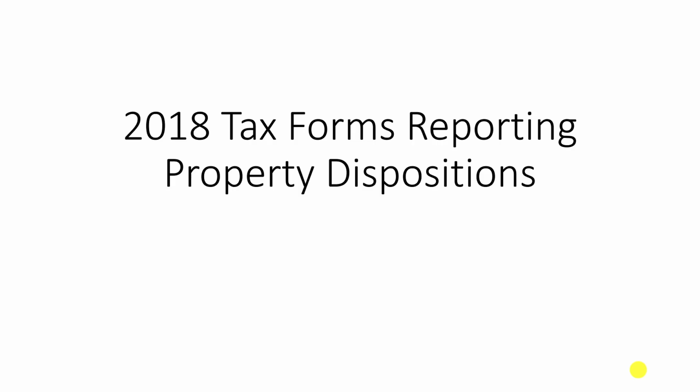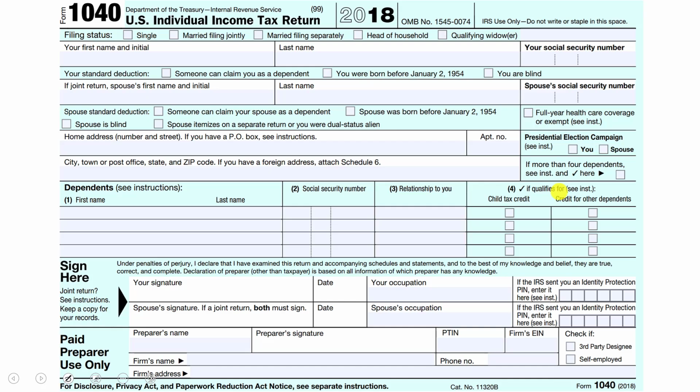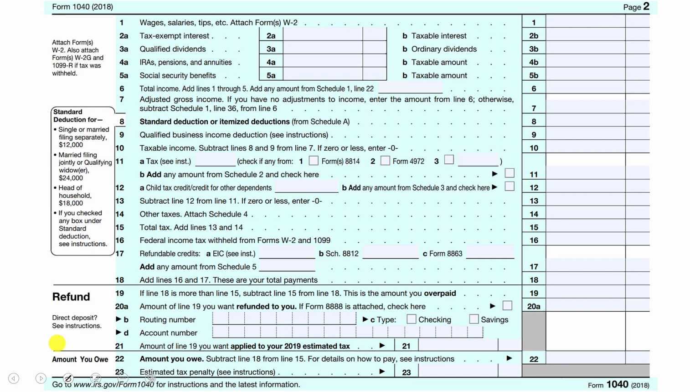In this video, let's take a look at the federal income tax forms that have to be used to report property dispositions that we're learning about here in Chapter 3. We know that for 2018, there's a new format, the so-called postcard format for the 1040. And on this first page, there's no dollar amounts being reported. The dollar amounts are on the back side.